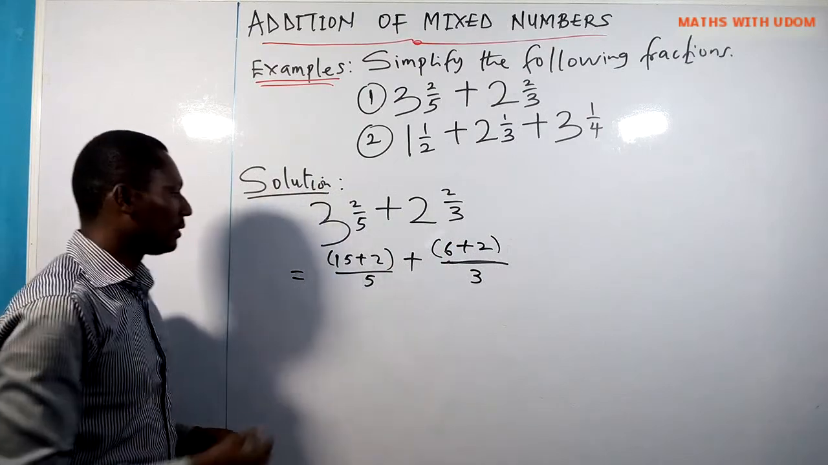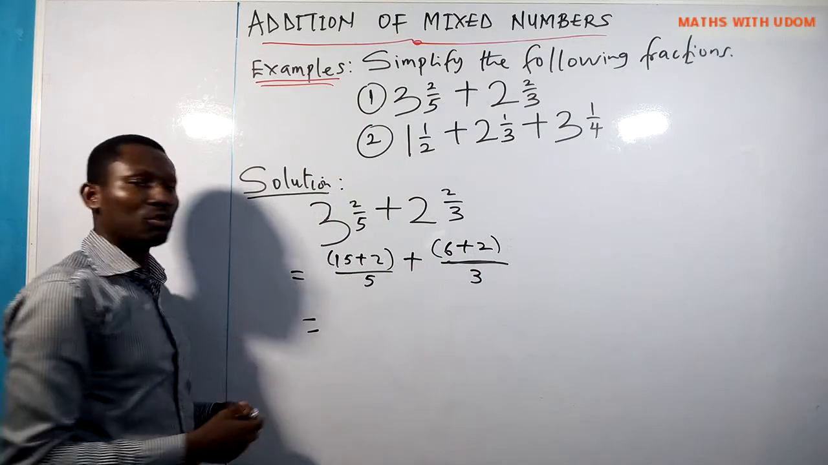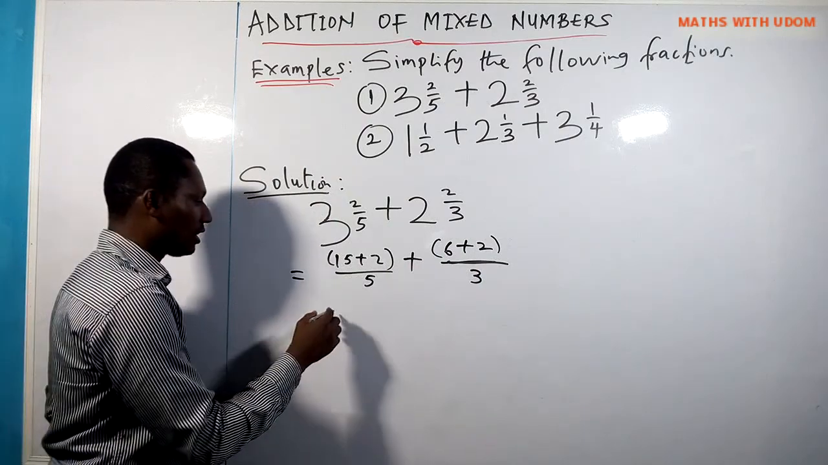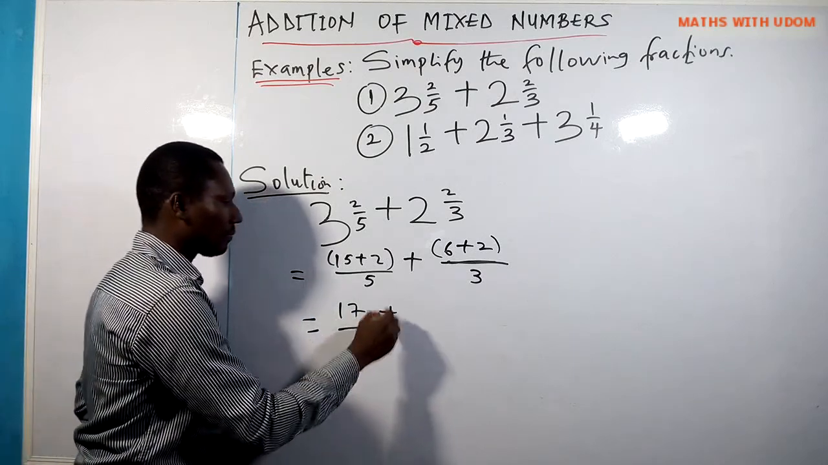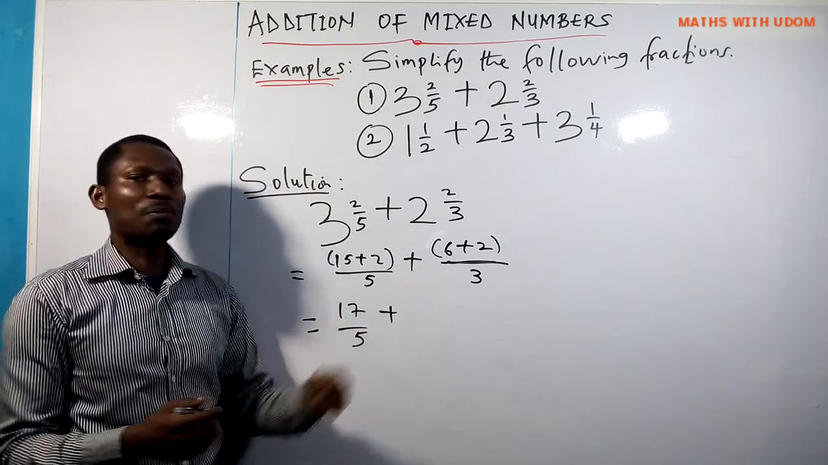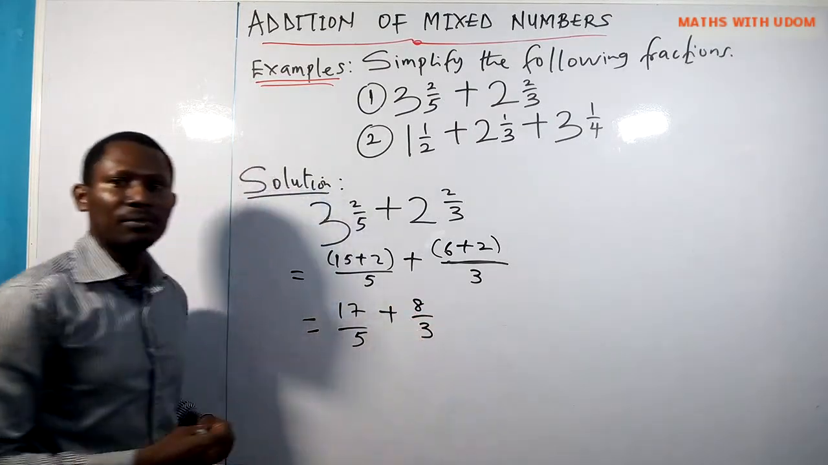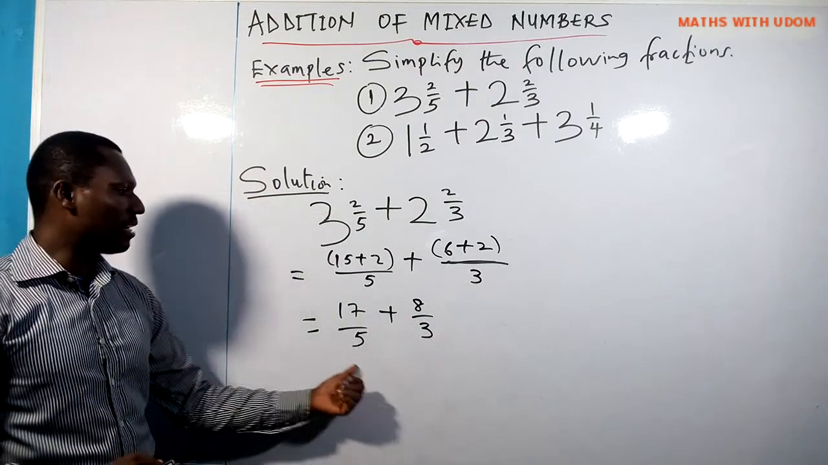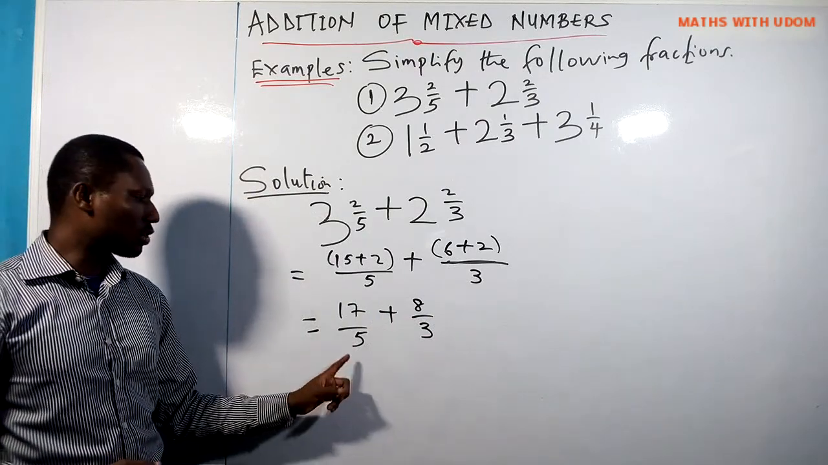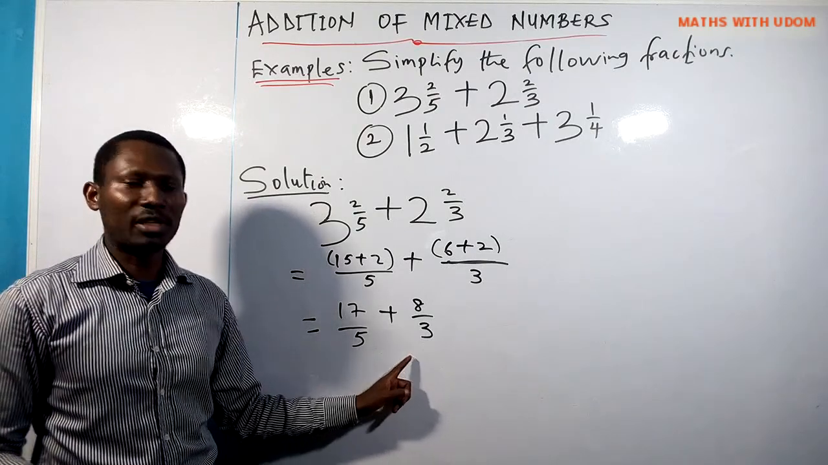Is that okay? So from here, we add the numerators together. So 15 plus 2 will give us 17. So we have 17 divided by 5 plus, 6 plus 2 will give us 8. So we have 8 over 3. From here, the next thing is for us to look for the LCM of the denominators. So we have 5 and 3 as our denominators. So let's look for the LCM.